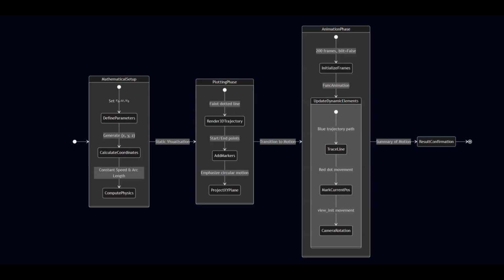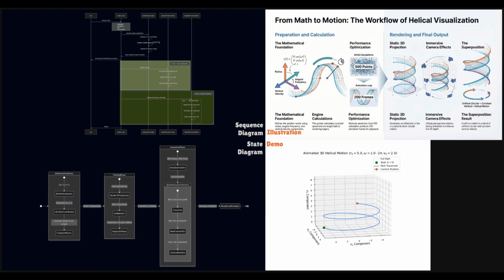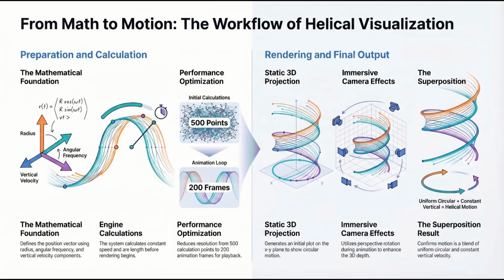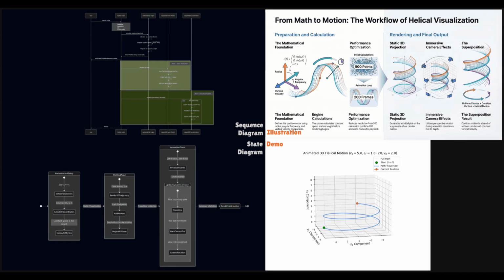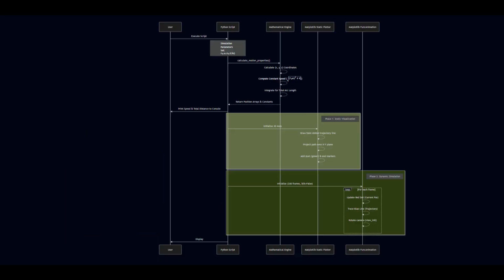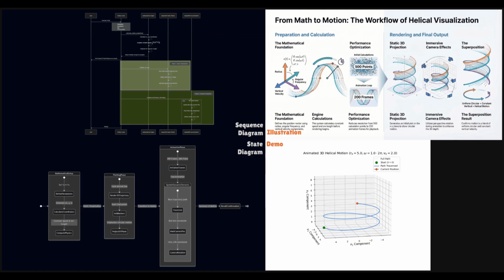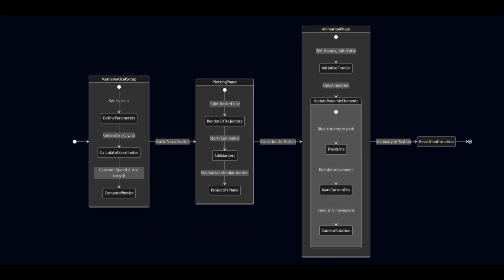The sequence diagram: an operational workflow. While the state diagram shows what the system is, the sequence diagram shows how it acts. It reveals a precise handshake between the mathematical engine and the visual tools. Preparation. The process begins by calculating the constant speed and the total distance traveled. This aligns with the derivation sheet's proof that the object speed never changes, even as it twists upwards.